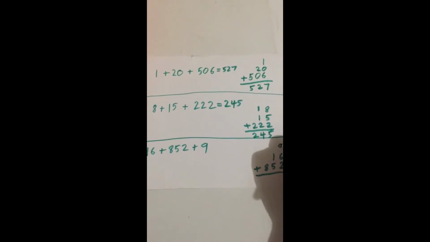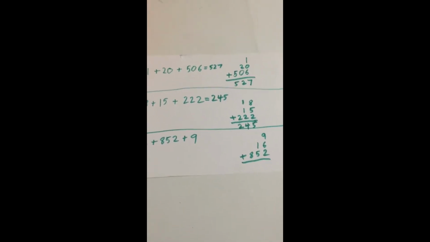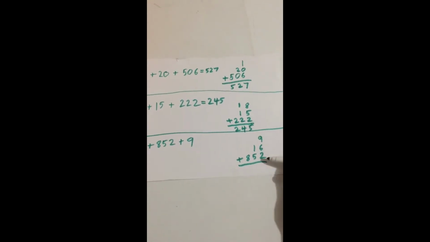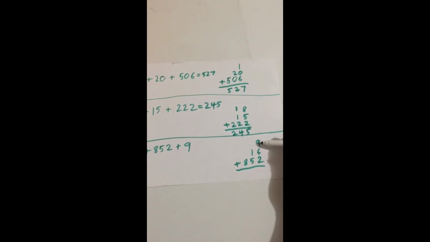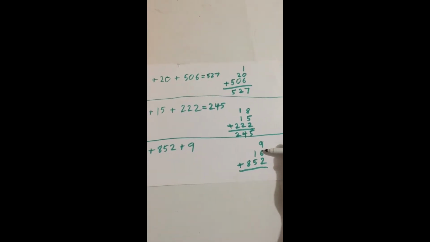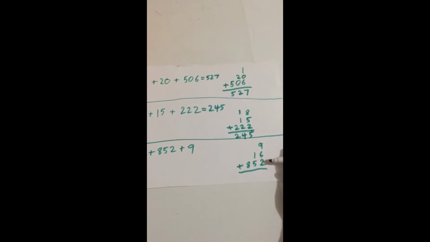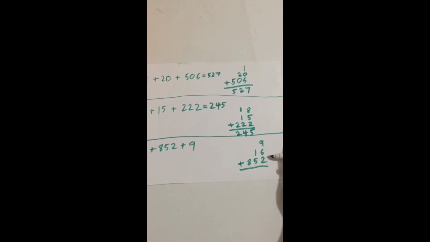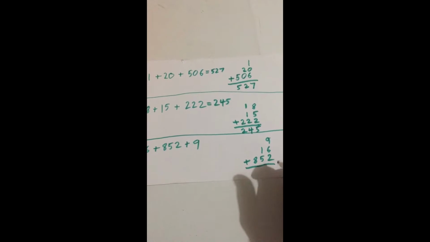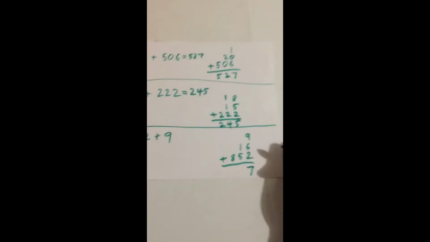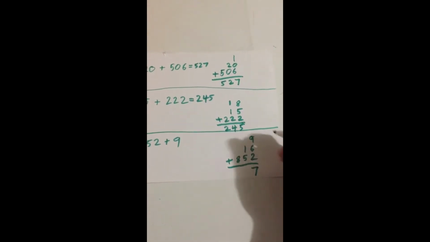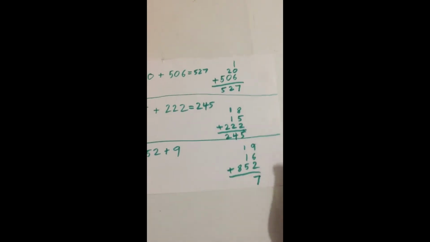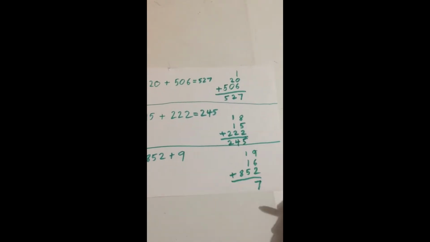So 9, right? Okay, so the first thing we're going to add is the right-hand column. All right, 9 plus 6 is what? 15. 9 plus 6 is 15. Plus 2 is 17, right? So we'll write our 7. Sorry about that. We'll write our 7. And we'll carry our 1. And that's how we do our 17, right?